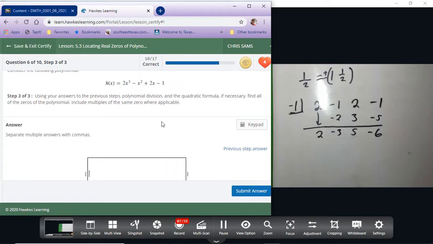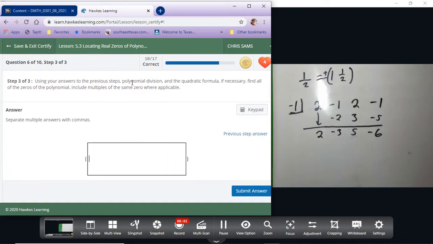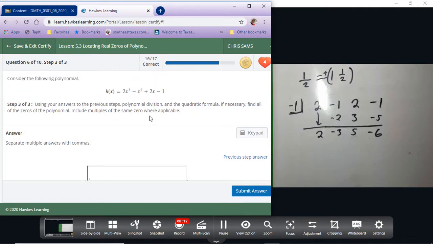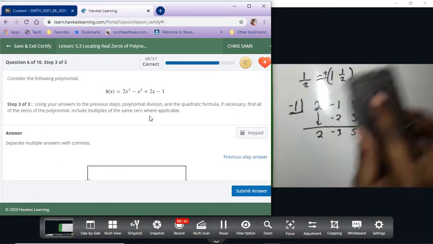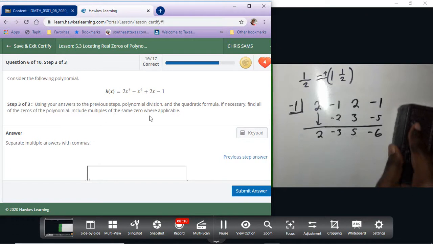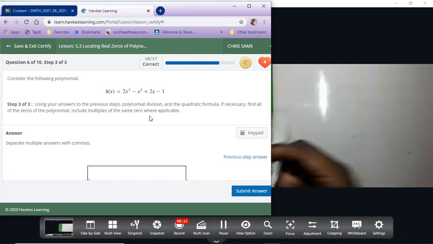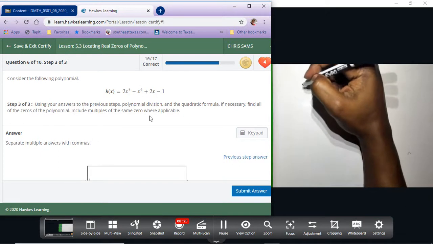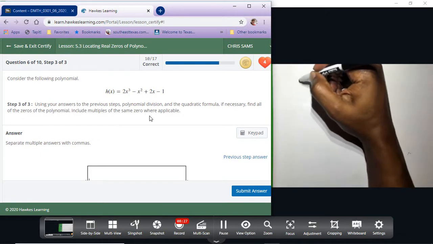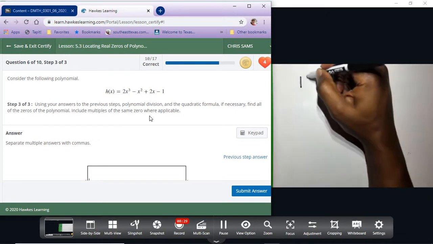Alright, so now step 3. It says using the answers in the previous steps, polynomial division and quadratic formula, we're going to find all the possible zeros. Alright, so all we have is 4 numbers to try. 1, positive and negative, and 1/2. Alright, so let's actually do that. And this won't take very long doing it by hand, so let's just do that. So we're going to try positive 1.